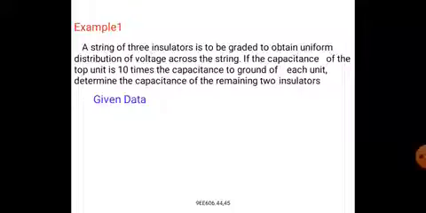If the capacitance of the top unit is 10 times the capacitance to ground of each unit, determine the capacitance of the remaining 2 insulators. Right, so a string of 3 insulators is to be graded.